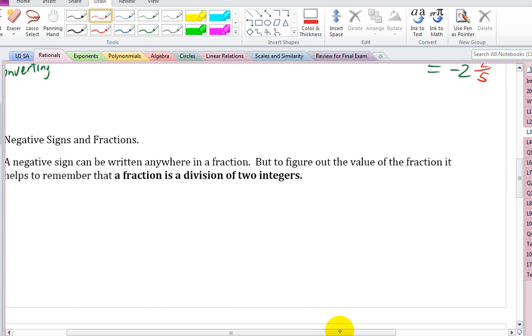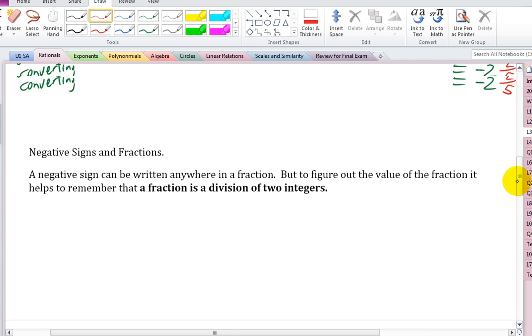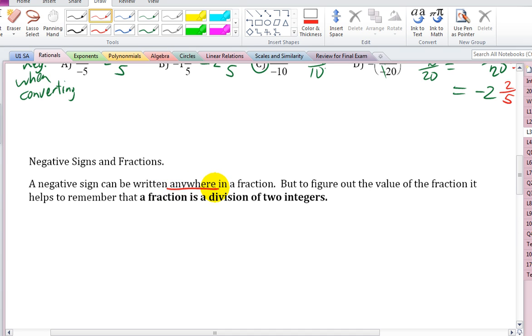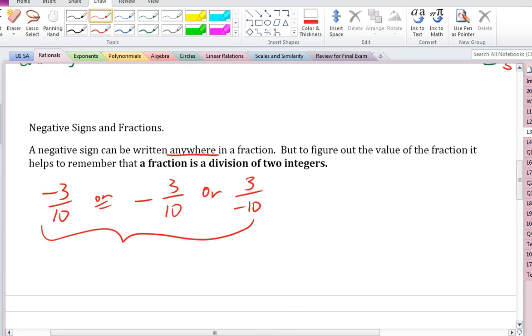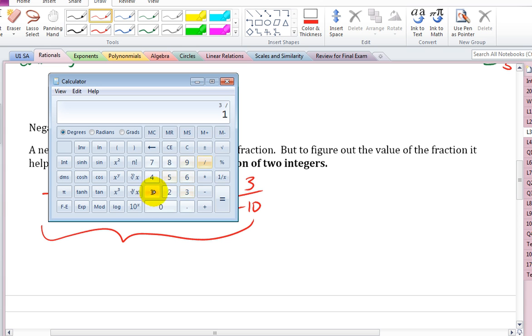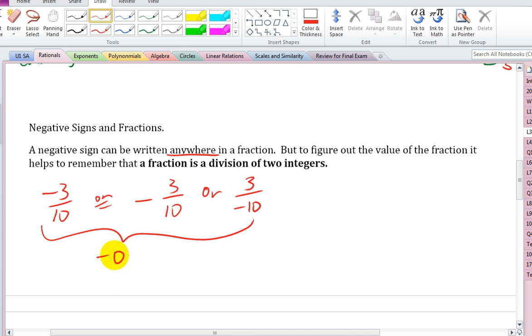Okay. So we just talked about this. A negative sign can be written anywhere in the fraction. So we can write this as negative 3 over 10, or we can write it as negative 3 over 10 with a negative sign in the middle, or we can write it as 3 over negative 10. Doesn't matter where. It still has all three of a value of what? 3 divided by 10, 0.3. So negative 0.3. Okay.